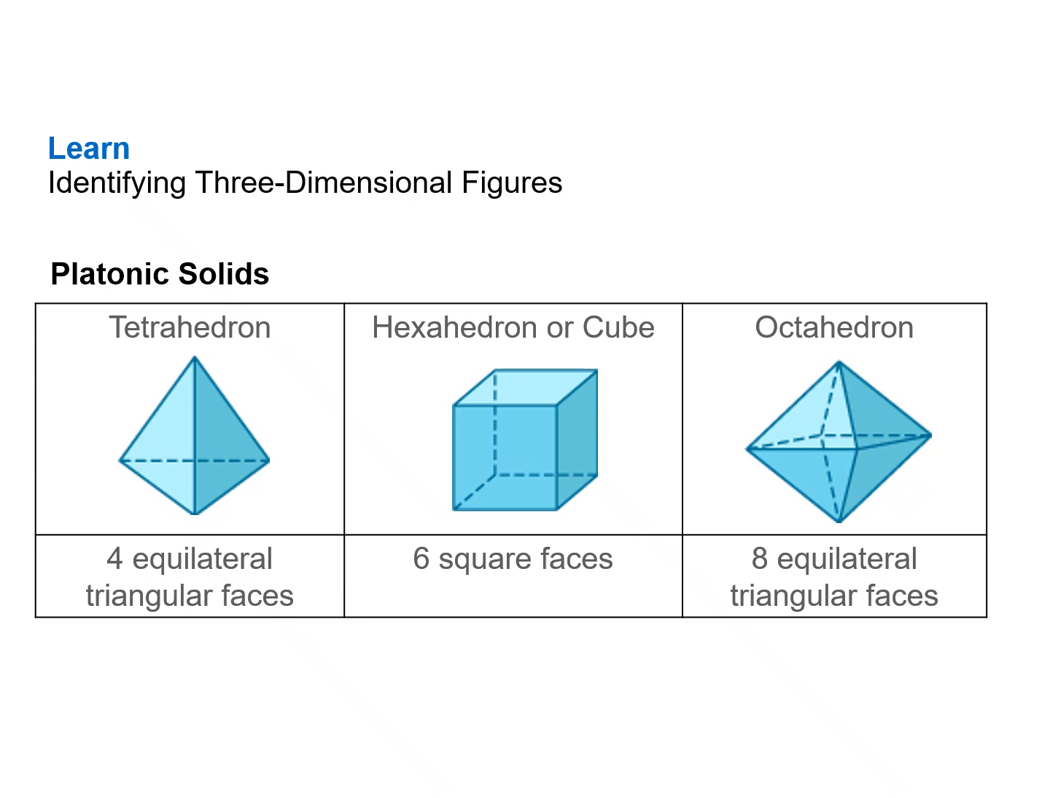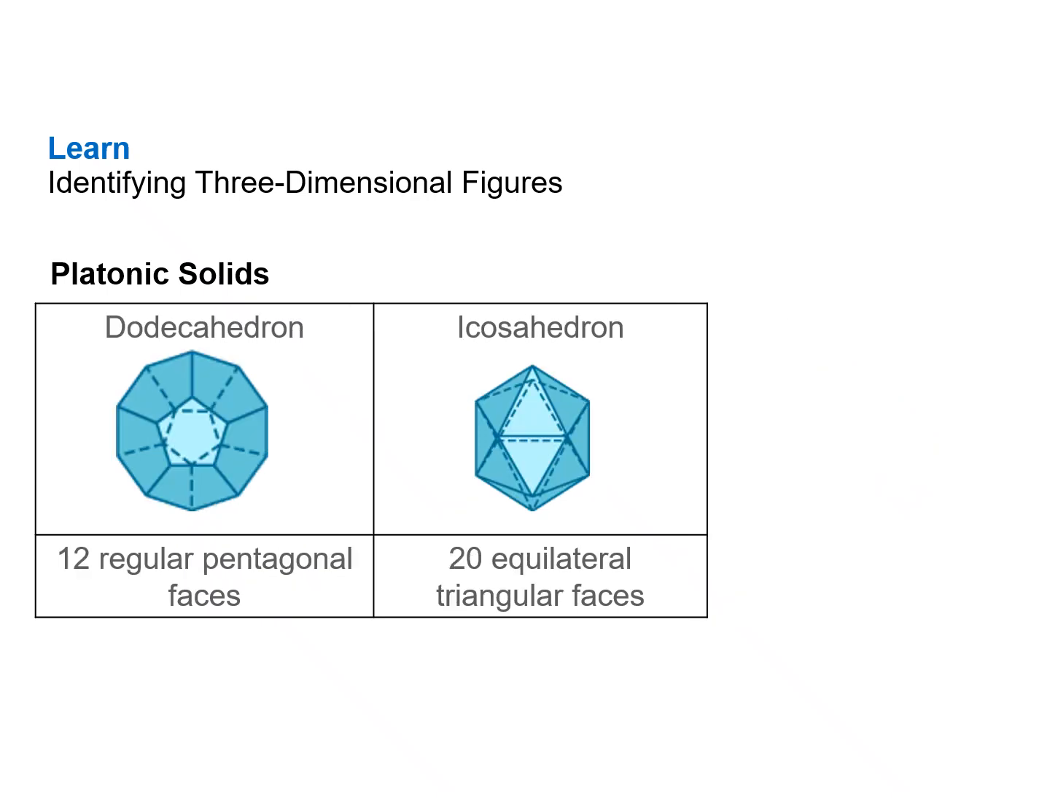All right, so a little bit of information about platonic solids. These are made up of, obviously, all regular polygons. So there's a limited number of them. So this is a tetrahedron. It's made with 4 equilateral triangular faces. A cube is made with 6, and also called a hexahedron. It's made with 6 square faces. An octahedron is 8 equilateral triangular faces. A dodecahedron is made with 12 regular pentagonal faces, and an icosahedron is made from 20 equilateral triangular faces.